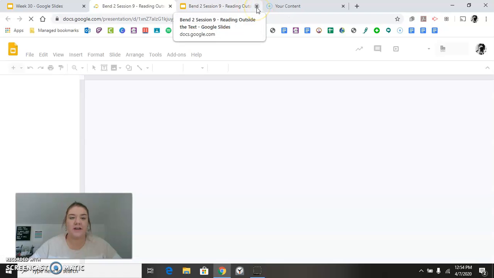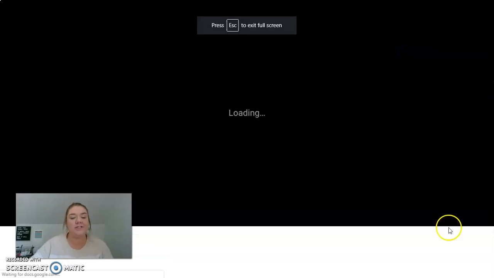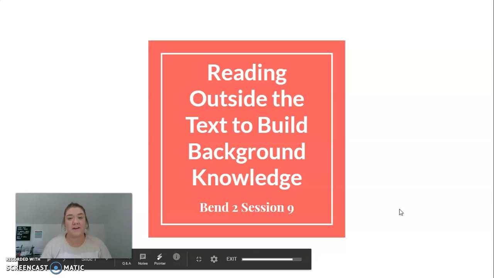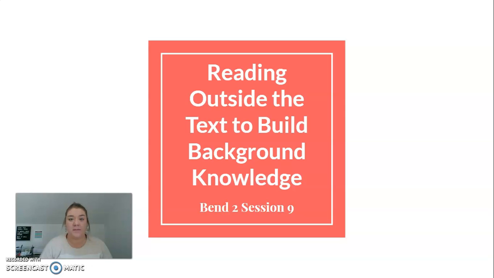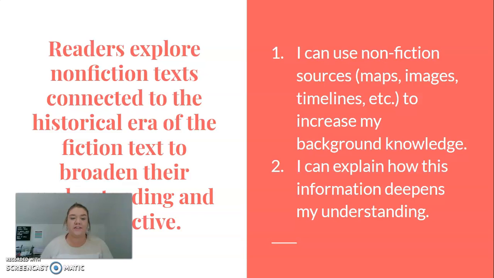All right, so today we're talking about reading outside the text to build background knowledge. This is kind of the beginning of bend 2, and this is a quick bend, so this part is going to fly by. We're going to be talking about using some nonfiction sources quite a bit to understand our era better, and then we'll move into bend 3, which means in about a week and a half we'll be done with our unit already. So your learning target for today, readers explore nonfiction texts connected to the historical era of the fiction text to broaden their understanding and perspective.